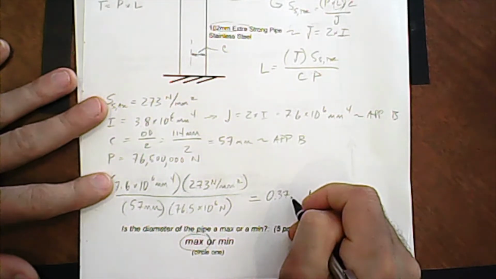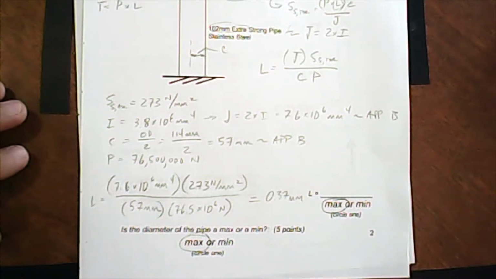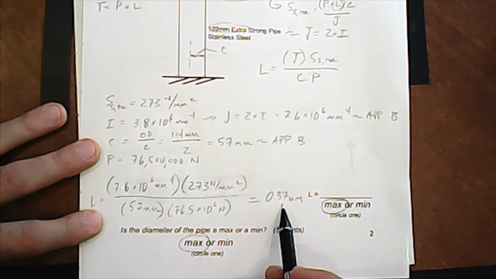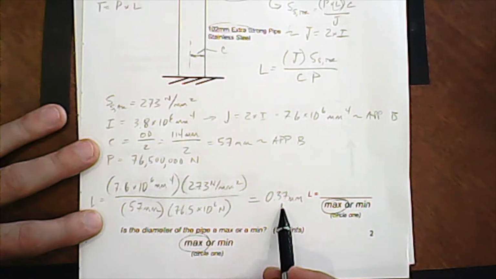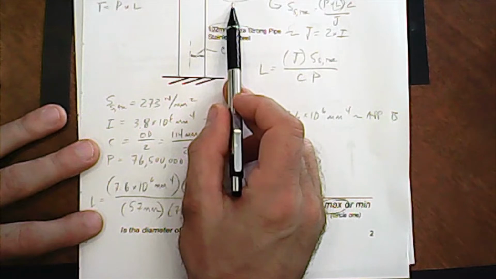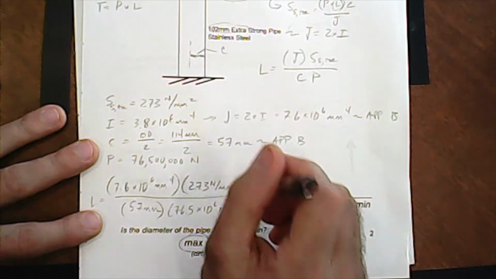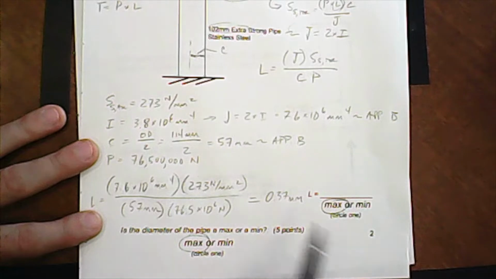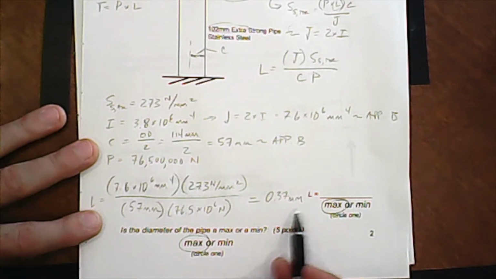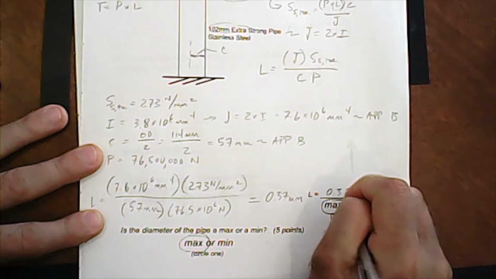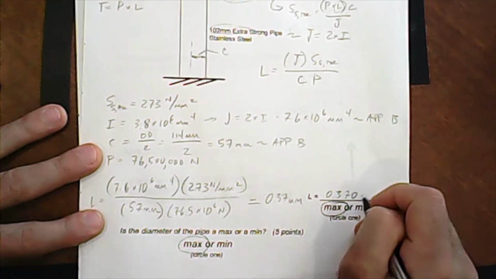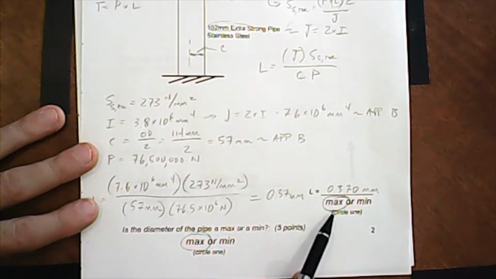0.37 millimeters. Actually, we need 3 sig figs, don't we? Let me fix my spreadsheet here to give me that. Anyway, we should end up with 0.37 millimeters, which is very small. So you may have noticed when I said 76,500 kilonewtons, that sounds like too much. That should have been newtons, but that's a mistake I have on the exam. So anyway, that's the answer you get, so that's what you report. And let's say the last digit is 0.370 millimeters. So when you include your units, and that's a maximum.